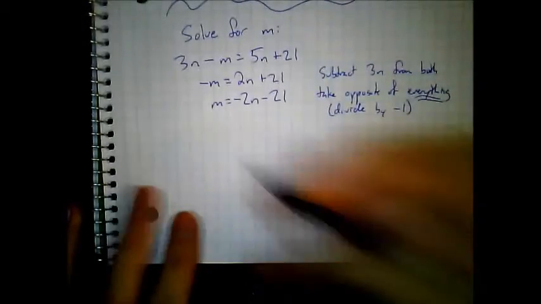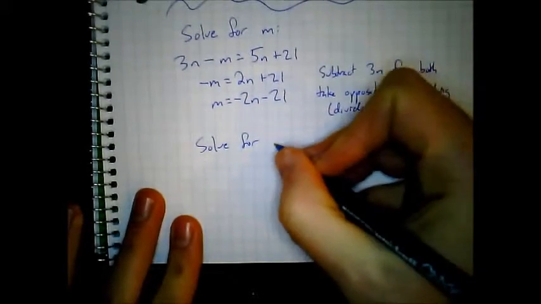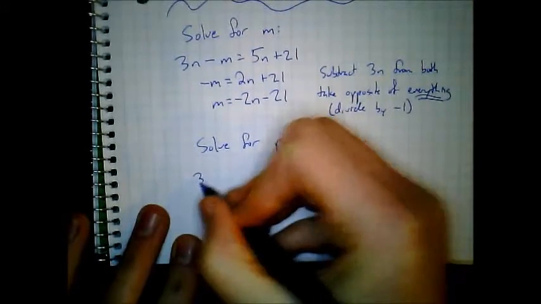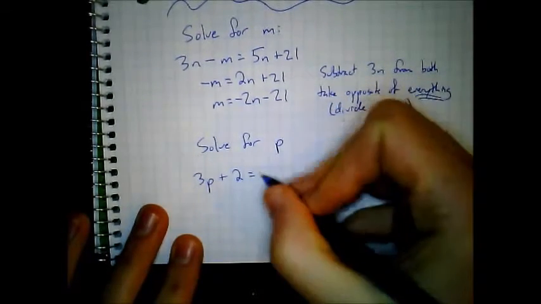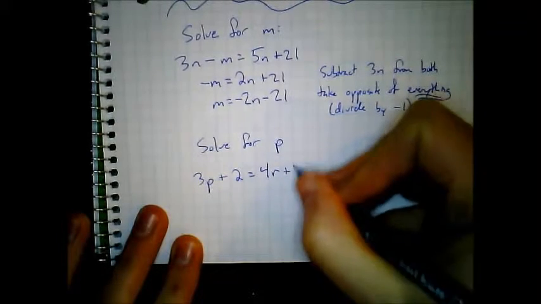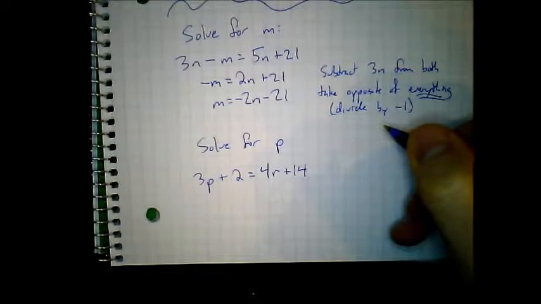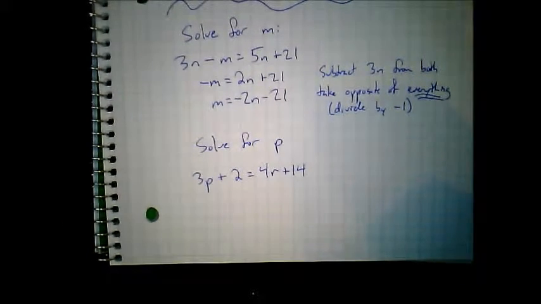So why don't you try this example. Solve for p. So we could have 3p plus 2 equals 4r plus 14. So press pause, try this one, and press play to check your work.